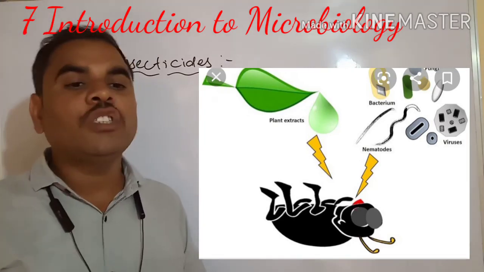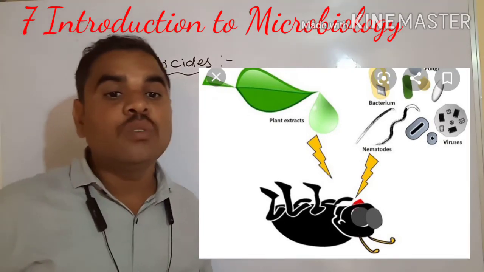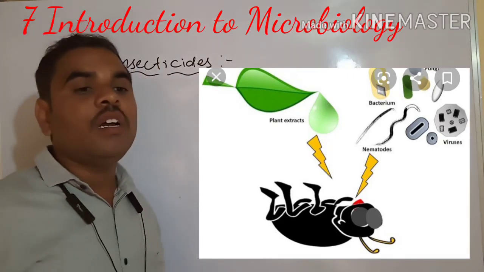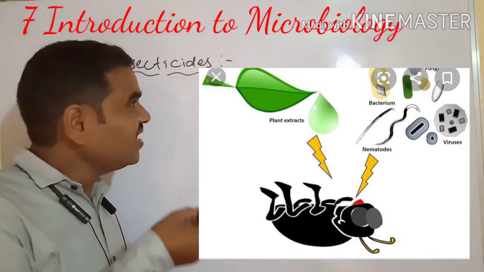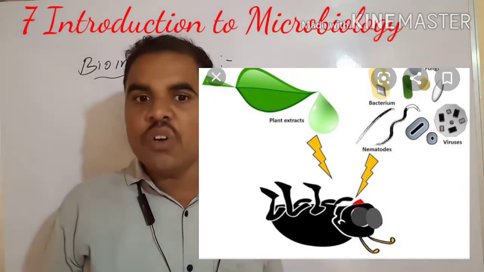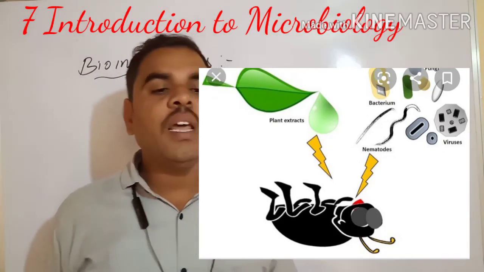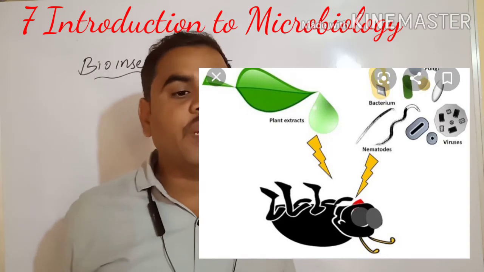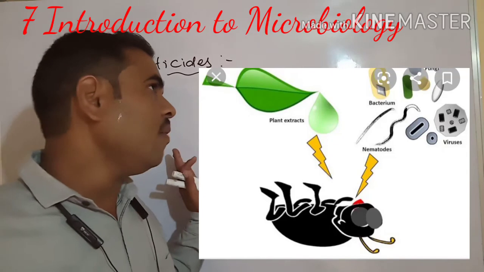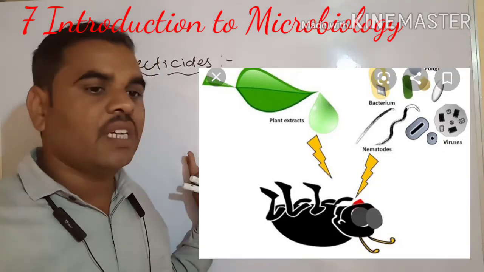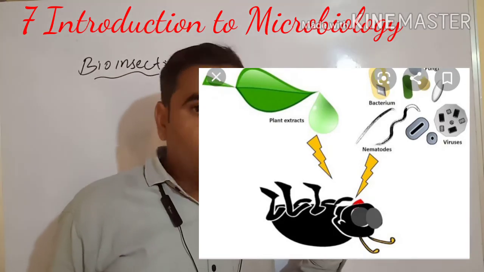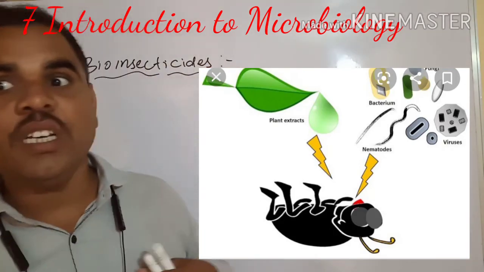Next, being toxic to the insect, they do not consume the plants. If there are toxins in that plant, will the insect consume it? No. Next, similarly, some specific bacteria, fungi, and viruses are useful as pesticides. These bacteria, viruses, and fungi are helpful and useful as pesticides.